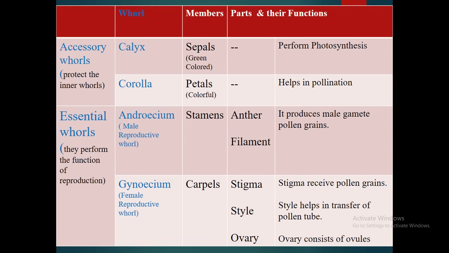Essential whorls, which perform the function of reproduction, are two: androecium and gynoecium. Androecium is the male reproductive whorl, which consists of stamens. The parts of the stamen are anther and filament, and the function is to produce the male gamete, that is pollen grain. Whereas carpel is the female reproductive organ, which consists of stigma, style and ovary. The stigma receives the pollen grain, whereas the style helps in the transfer of the pollen tube, and the ovary consists of ovules.